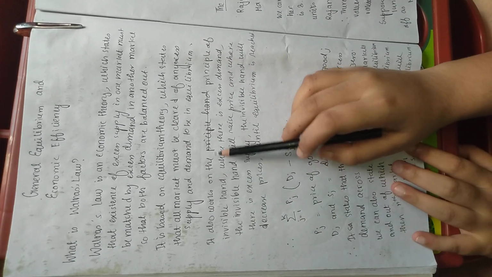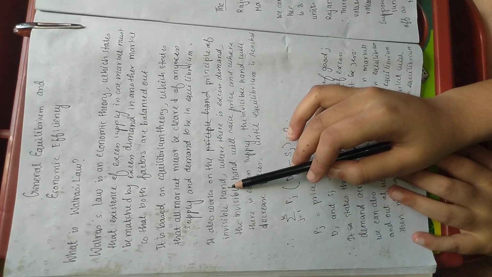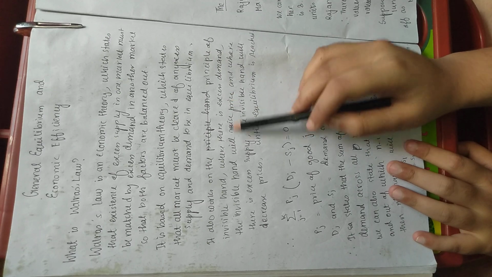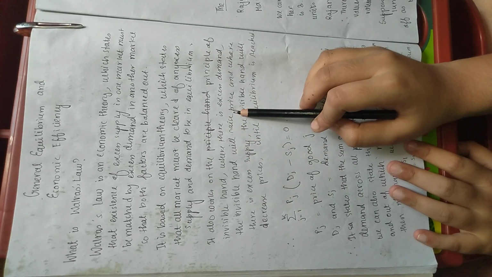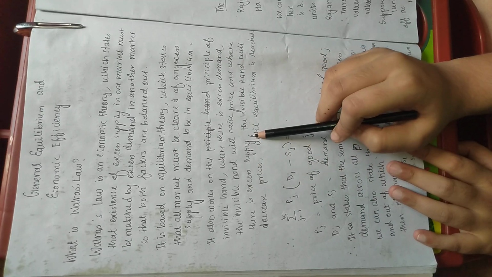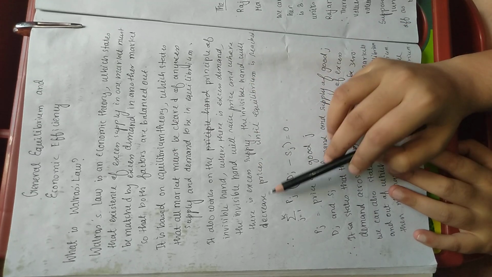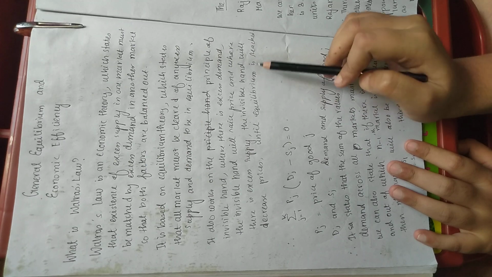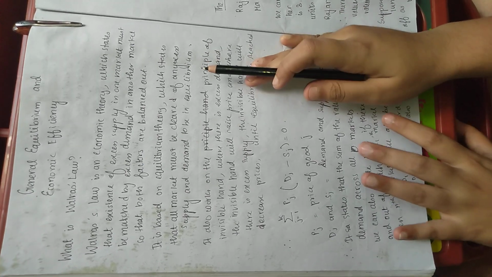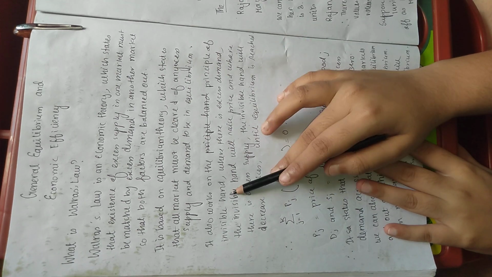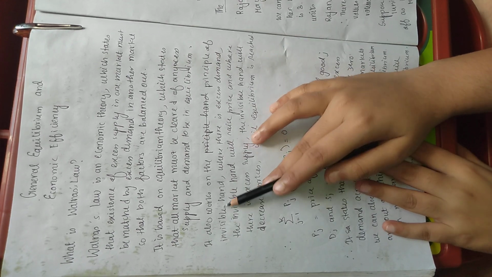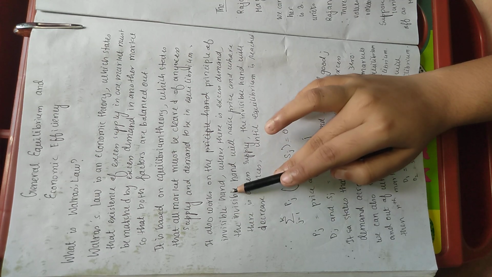It also works on the principle of invisible hand. Where there is excess demand, the invisible hand will raise price, and where there is excess supply, the invisible hand will decrease price until equilibrium is reached. We have learned about invisible hand in SEM 1, right? So it works on the principle of invisible hand.